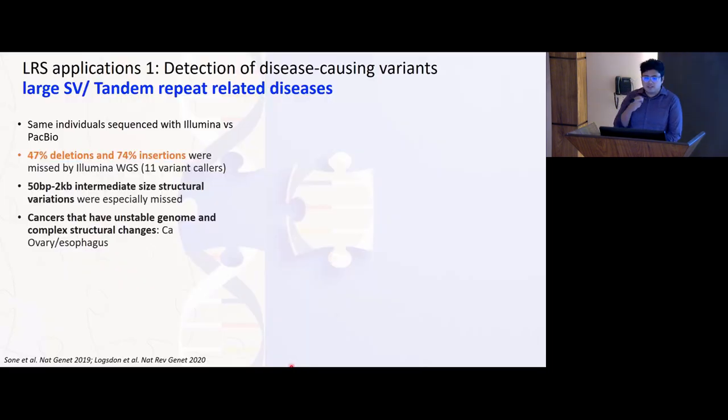The first is large structural variants or tandem repeats. We have discussed that. This is a paper that compared the techniques, and they found that almost 47% of deletions and 74% of insertions were actually missed by Illumina whole genome sequencing, even with 11 variant callers. The main reason is that these large variants cannot be picked up with short read sequencing. Those are only picked up using long read sequencing.